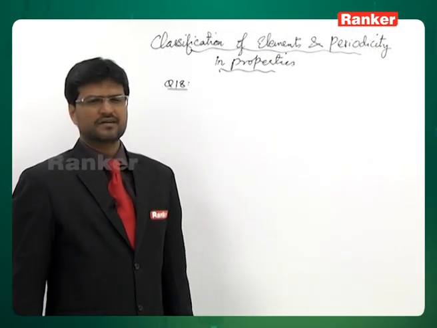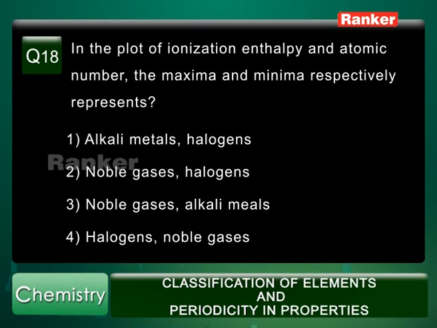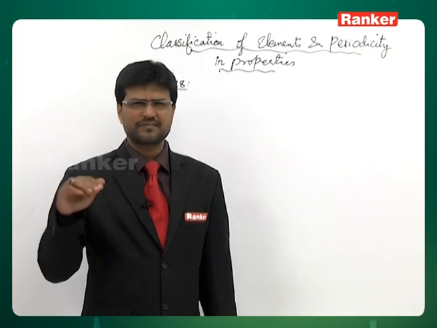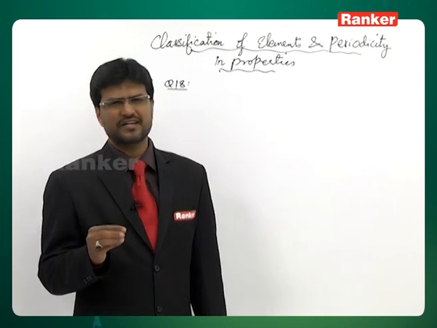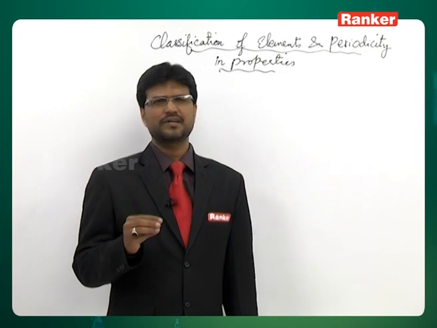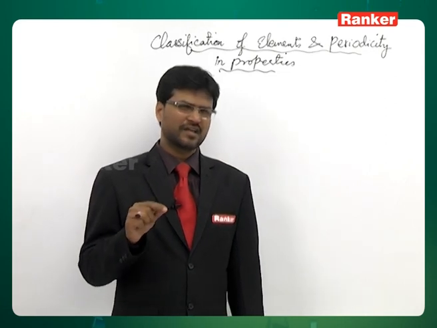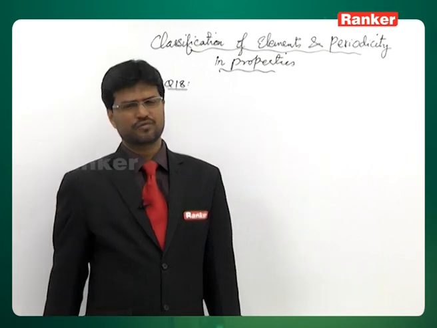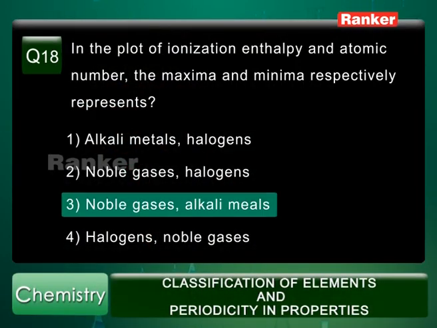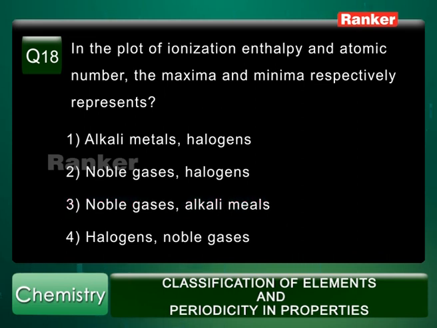Question number 18. The plot of ionization enthalpy and atomic number, the maxima and minima respectively represent. See, ionization enthalpy. The element with highest ionization enthalpy in a period will be noble gas, and the element with the lowest ionization enthalpy in a period will be alkali metal. So, the minima will be alkali metal and the maxima will be a noble gas. So, the correct answer should be option 3. Noble gas is the maxima and alkali metal is the minima of the graph. So, the correct answer is third option.